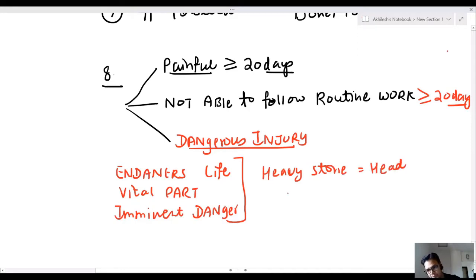Shooting, someone shoots you, fires at you. Stabbing, sir, all are dangerous injury. Every dangerous injury is a grievous hurt. But every grievous hurt is not a dangerous injury. Every dangerous injury is a grievous hurt because this is clause number 8, which contains dangerous injury.